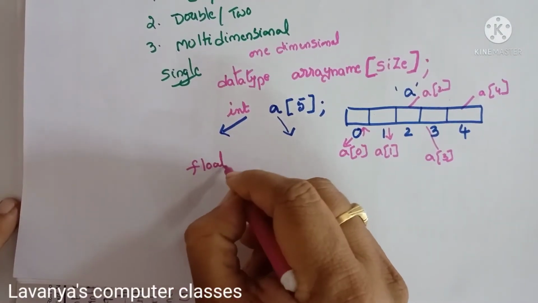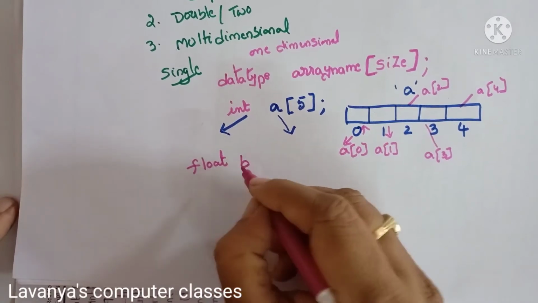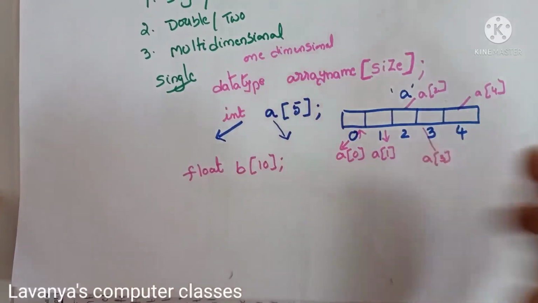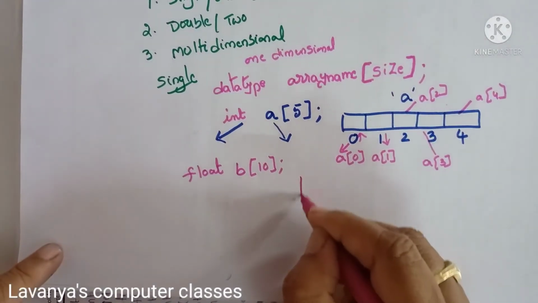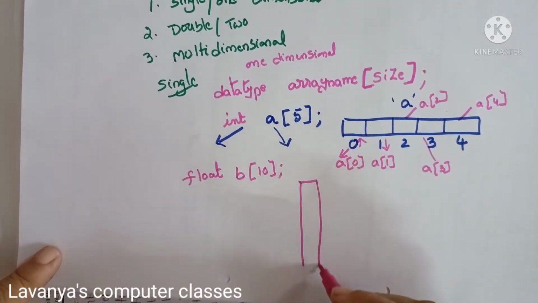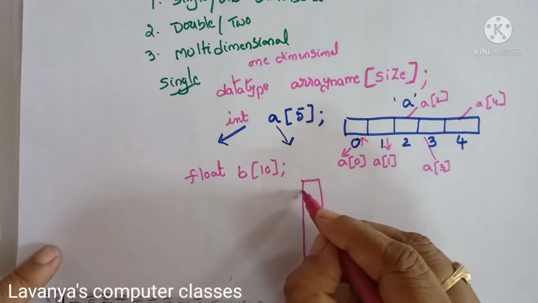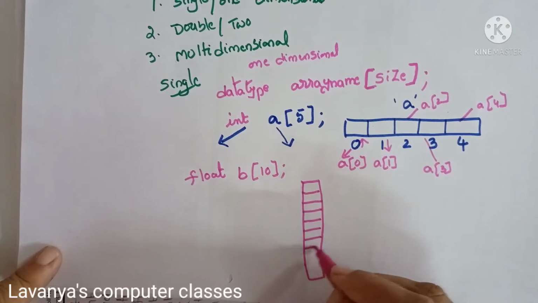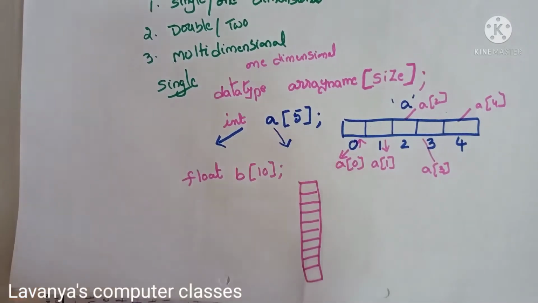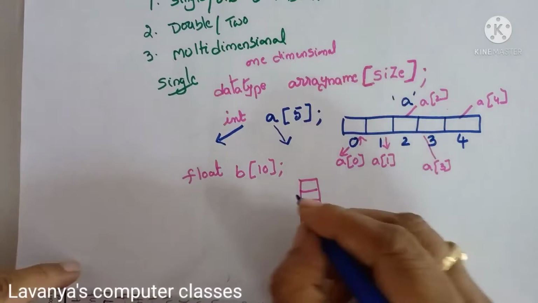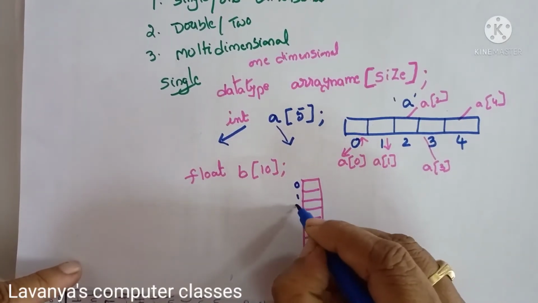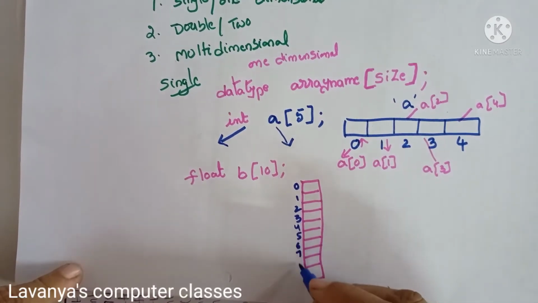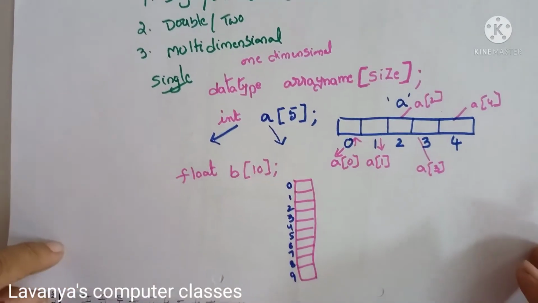Whenever we declare like this, it can be represented in either horizontal form or vertical form. Now we'll take one more example, float B[10]. Float is the data type, B is the name of the array, and we store 10 elements. Whenever we declare like this, 10 memory locations are continuously allotted for the variable B, at places 0, 1, 2, 3, 4, 5, 6, 7, 8, 9. 0 to 9, totally 10.